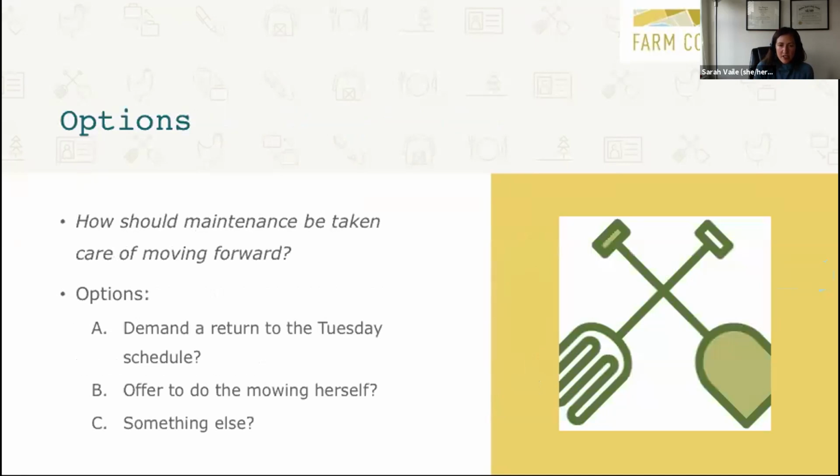The real legal question here is, how should the maintenance be taken care of moving forward? And to answer that question, Sophie will have to talk to her landlord. But what should she say? Should she demand a return to the Tuesday maintenance schedule they agreed to in the lease? What if he can't? Or should she offer to do the mowing herself? This would require her taking the time to learn to use the mower and also spend 4 to 5 hours every week doing the chore that their lease agreement says the landlord will take care of. Is he going to pay her to do this now?